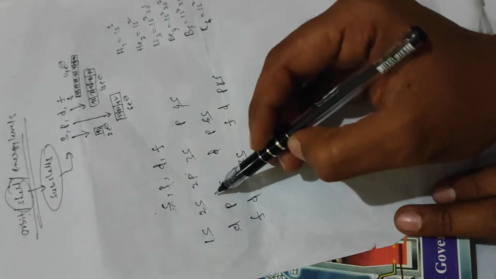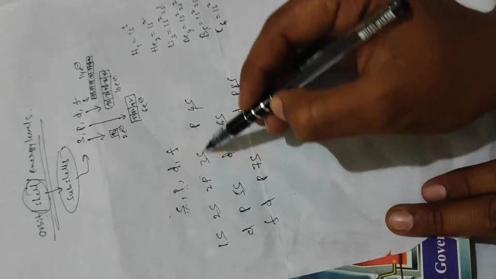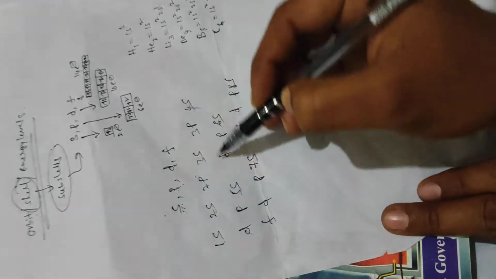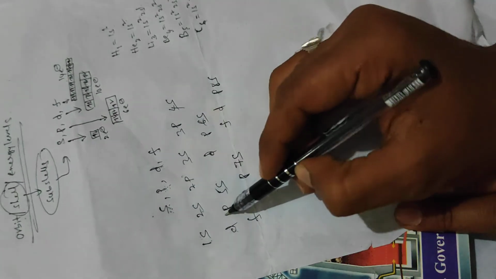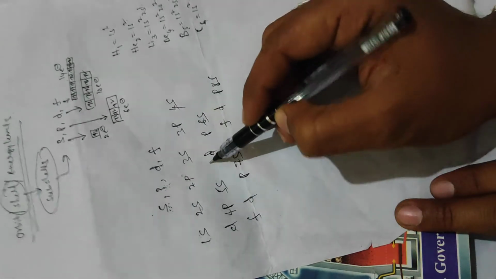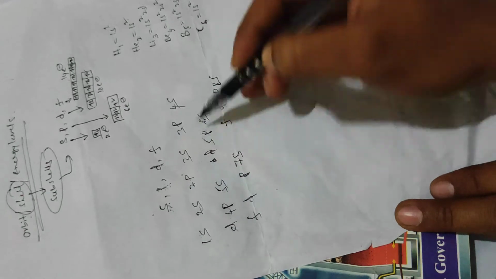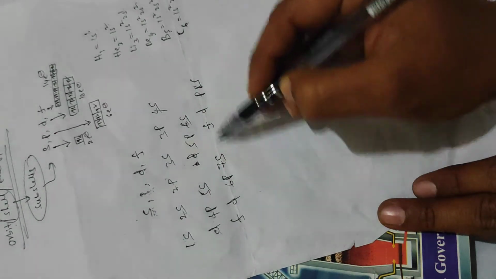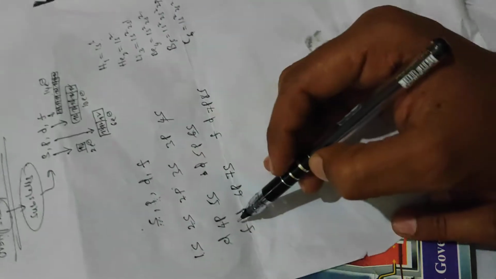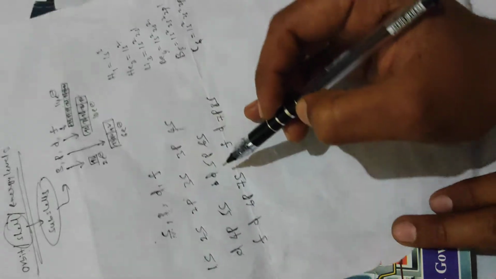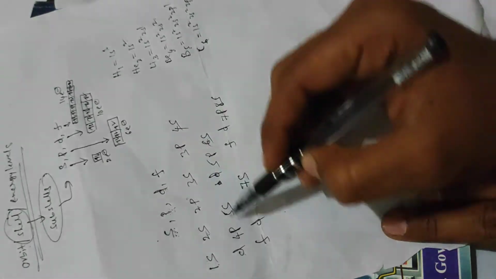In the same way for p orbitals, this is 2p, so here next one is 3p, of course, and here next one is 4p and next one is 5p. Here this is 6p and this is 7p. So what I am doing here, just observe carefully, and you will get clarity.